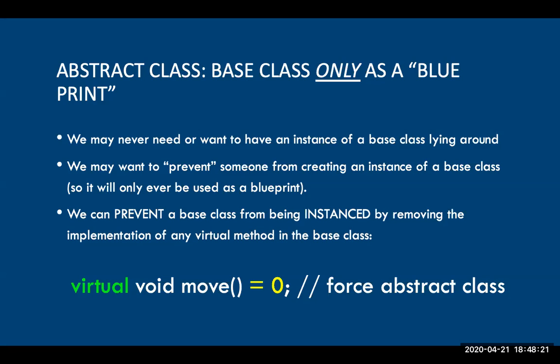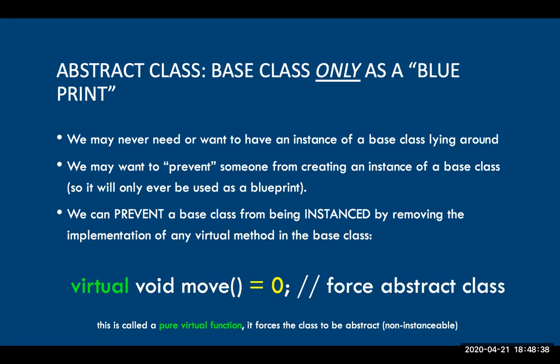So if we don't want anybody to ever instance our base class, we just have to have what we call a pure virtual function. That's what that is. There's virtual, which we learned about and looked at, but now it's called pure virtual. Pure virtual is the equals 0 part.